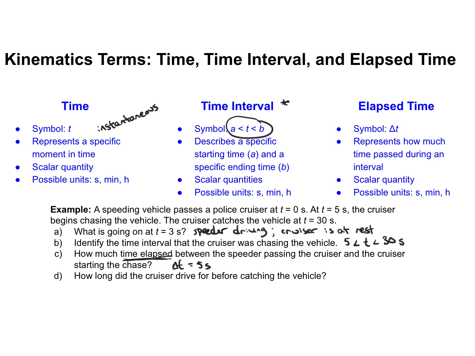But which symbol do I use to communicate this answer? How long did the cruiser drive for? Well, I would consider that an elapsed time, okay? An elapsed time. And that elapsed time can be calculated with subtraction, 30 minus 5, and that equals 25 seconds. Okay, so this was a really symbolic slide based on time.